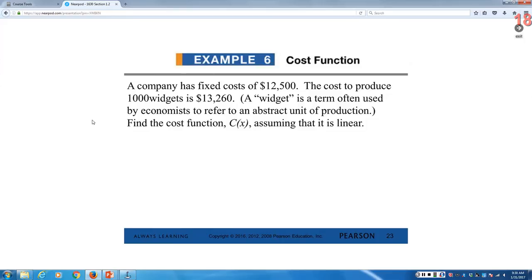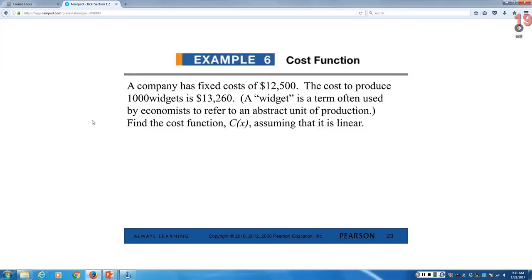Company has fixed costs of $12,500. The cost to produce 1,000 widgets, whatever a widget is, is $13,260. And widgets, in economics and manufacturing, they use widgets just as a generic term for something that they're going to manufacture. So we're going to find the cost function C of x and assume that it's linear.